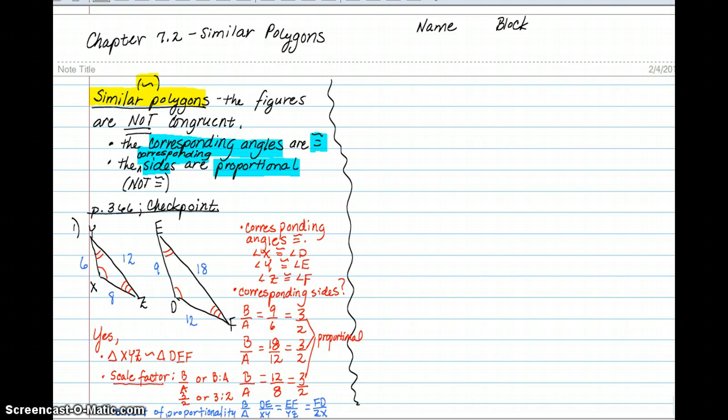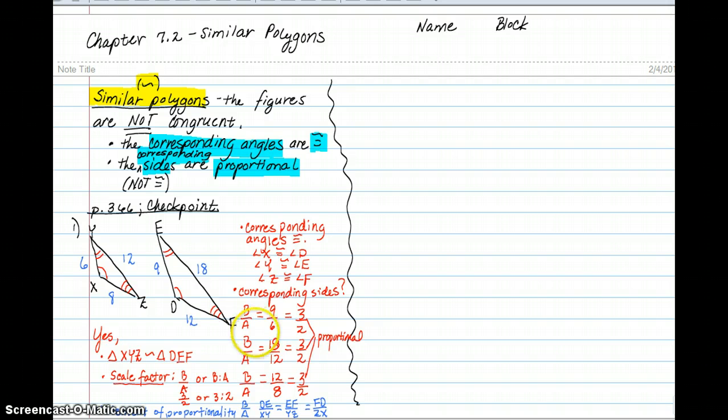So I'm going to look at the side ED, that's 9, to the side XY, which is 6. Simplify it and I get 3 over 2. Now all of this is a triangle, so it'll have 3 corresponding sides. All the sides have to have the same scale factor in order for them to be proportional.